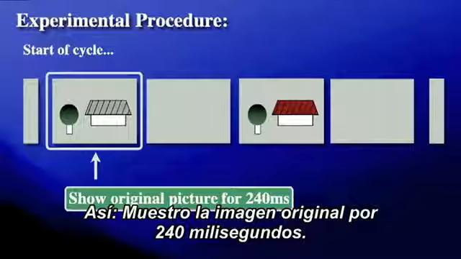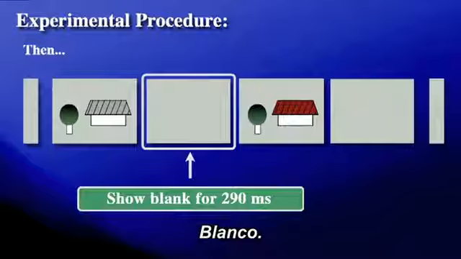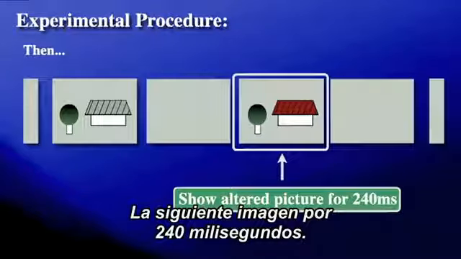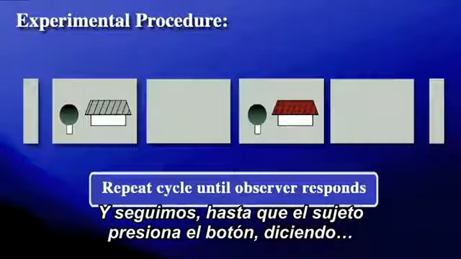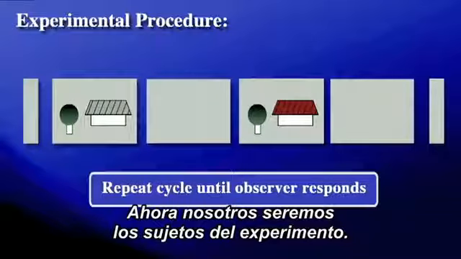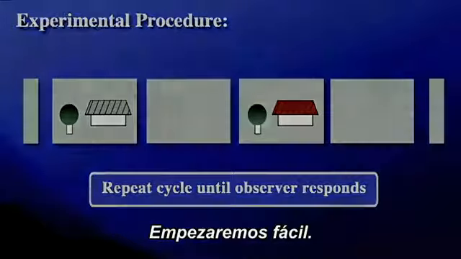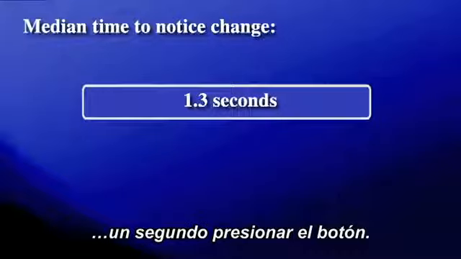So, show the original picture for 240 milliseconds. Blank. Show the next picture for 240 milliseconds. Blank. And keep going until the subject presses the button saying, I see the change. So now we're going to be subjects in the experiment. We're going to start easy. Some examples. No trouble there, huh? Can everybody see? All right. And indeed, Rensink's subjects took only a little bit more than a second to press the button.